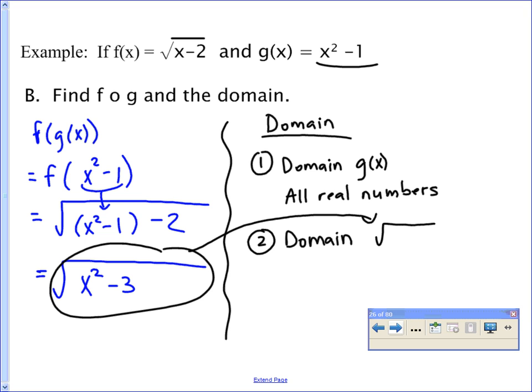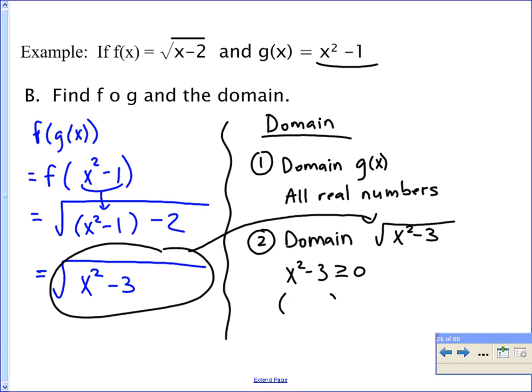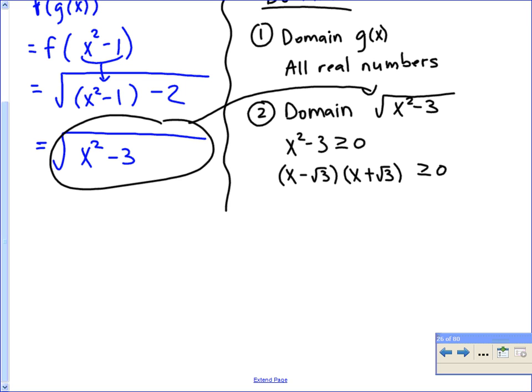Okay, so find the domain of square root of x squared minus 3. So when we're finding the domain of that, we know that x squared minus 3 has to be greater than or equal to 0. Now, this is going to factor as a difference of squares. Square root of 3, 3 is not a perfect square, so we're just going to write x minus root 3 and x plus root 3. And then we have a quadratic with an inequality. That tells us that we're going to have to use a number line. And I have negative root 3 and root 3 as important points there.